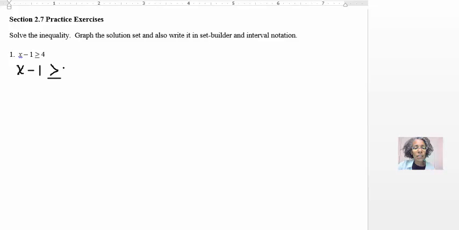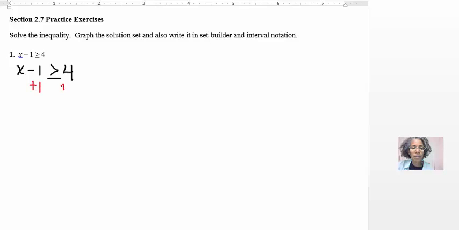Solving the inequality in this case means getting the x alone on one side of the inequality symbol. And I recommend always getting the x on the left side of the inequality symbol. That's not absolutely required. It could be on the right, but students have a hard time interpreting it correctly if that variable is on the right side of the inequality symbol. So I recommend always getting it on the left.